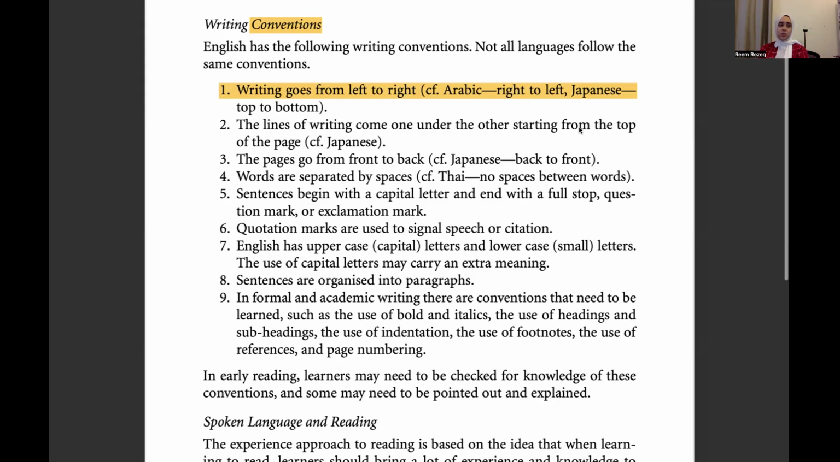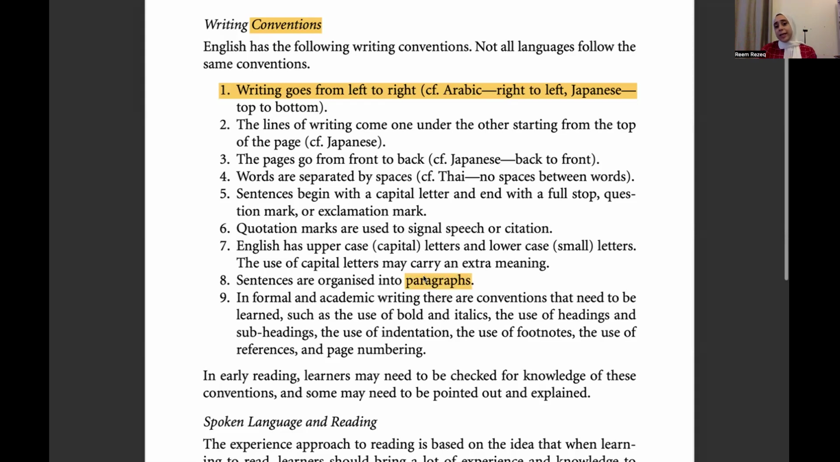The use of capital letters may carry an extra meaning, because capital letters and small letters are very important. Sentences are organized in a paragraph. So now we start with letters, then words, then sentences, and the sentences become a paragraph, and the paragraphs become an essay. We also have different essays, for example a debate essay and an opinion essay. All these essays we have to involve because they consist of many paragraphs at the same time.